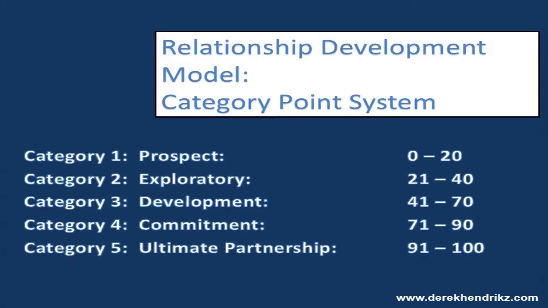As a rule of thumb, I would give prospect 0 to 20, exploratory 21 to 40, development 41 to 70, commitment 71 to 90, and ultimate 91 to 100. You would see that they're not in equal parts. There's a reason for that. It must be very difficult to push somebody to ultimate partnership. In other words, I give ultimate partnership the least points. It mustn't be easy to get a customer there. That should be a constant task and a constant push. So this is just a basic on how to develop a system.